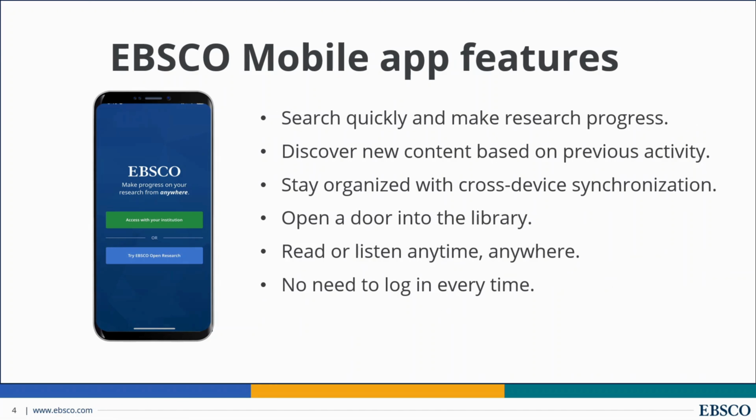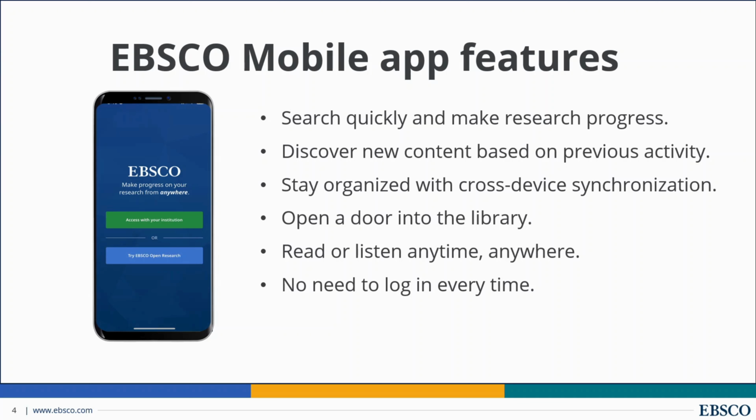And these are the features of the EBSCO mobile app. First is the ability to search quickly and make research progress. The app is designed for efficiency and features mobile-friendly displays for searching, scanning results, bookmarking, and sharing. The app also allows us to discover new content based on previous activity, which allows us to find new content in the areas of interest using the Discover Recent Subject feature, which is generated dynamically based on previous activity.